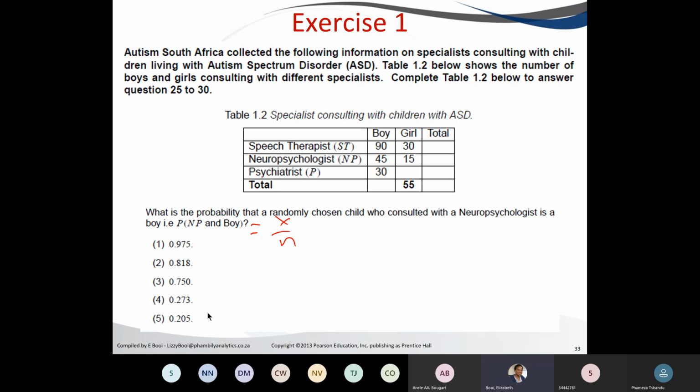Do we have an answer now? Did you calculate the whole table? What is the grand total? It's 220. Do you all agree?